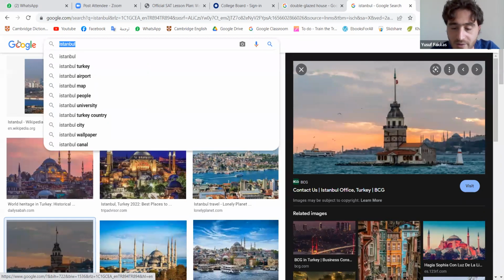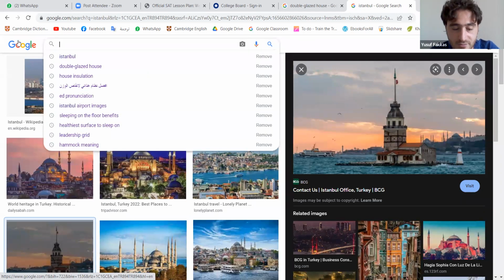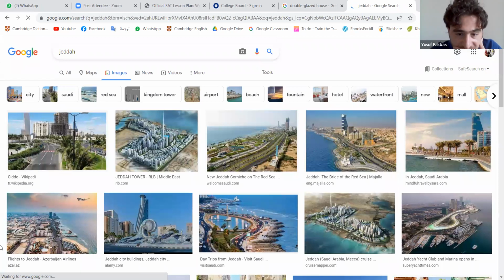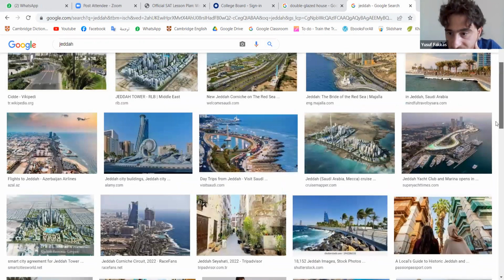I don't know if you can give me another example of another city. Would you like to give me an example of a city that has a view over the sea? What do you have in Saudi Arabia? Jeddah? Does it work? Let's try. Okay, so even if we look here, what are they showing us? They're showing us bridges, towers, and there are ships, right? Are there ships here? Let me double check. Yeah, there are a lot of ships here.